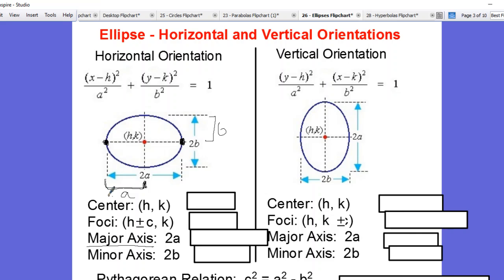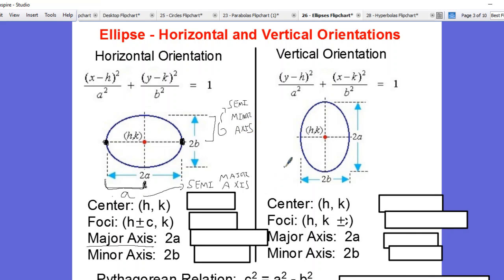a indicates the semi-major axis, and b is the semi-minor axis. So a is the semi-major axis, and b is the semi-minor axis. That's the same thing for the vertical orientation.